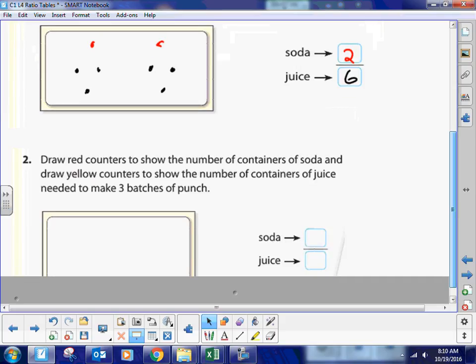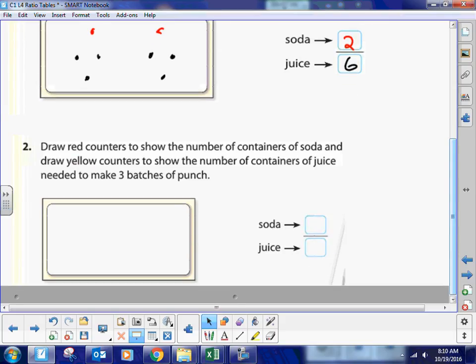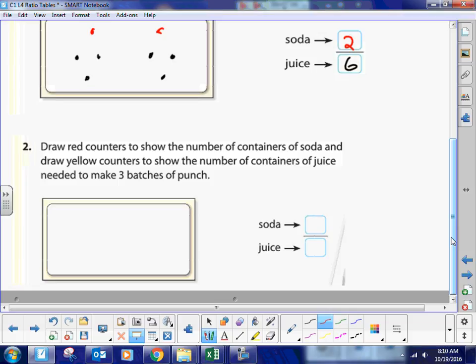Now this one is the same idea, but it says to use 3 batches of punch. So we would use 1 times 3 for soda would be 3. And then 3 times 3 would be 9 for the juice. Okay, and then you would have 3 soda, 9 juice, right? Okay, not too hard. You should be able to do all this stuff on your own.